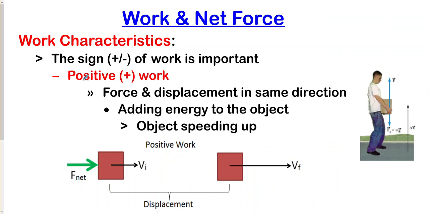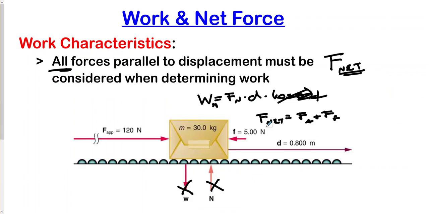Last thing we want to look at is the sign of work. The sign of work is really, really important, because in our last example here, we would have taken 120 plus -5, right? These are vectors, they matter, so we have to consider sign. So we would end up with a net force of 115 newtons times 0.8 meters. This is overall going to give us a positive number. However, if we had ended up with a negative number, then that would mean our work would be negative.